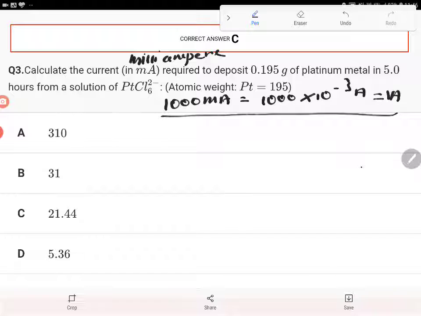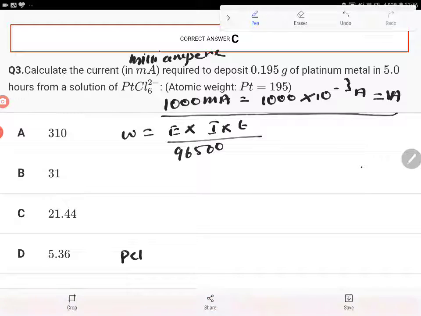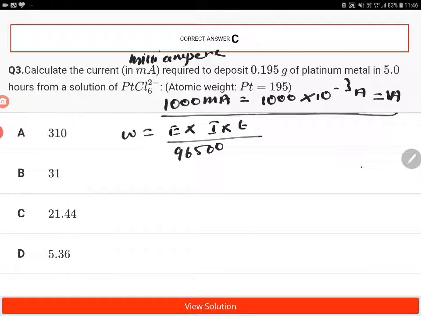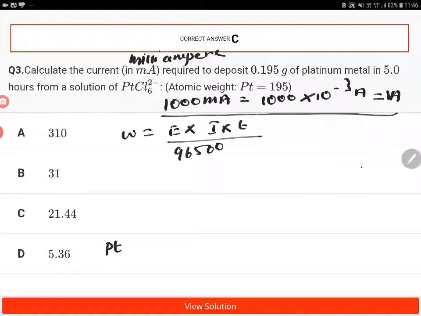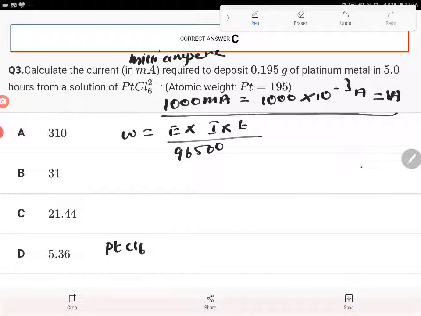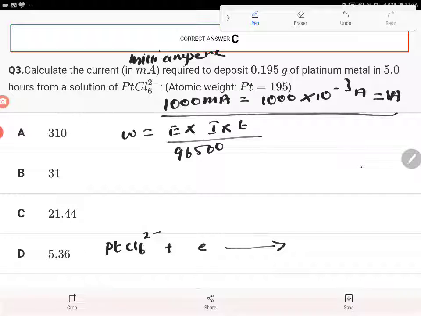Okay. Now, write Faraday's first law. W is equal to E into I into T divided by 96,500. Now, it is clearly given that PtCl6 2 minus undergoes reduction. It will consume electrons to form platinum, right?